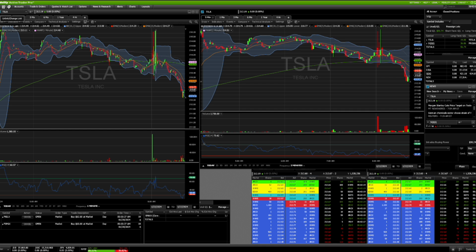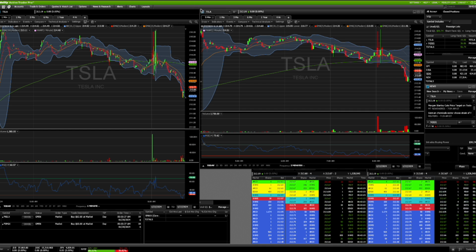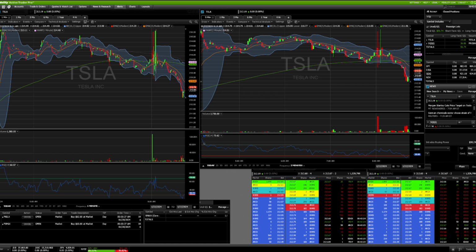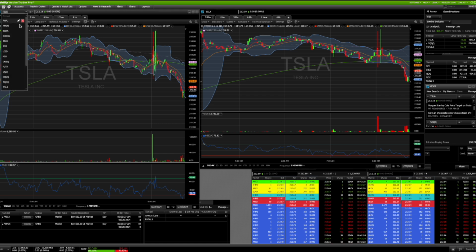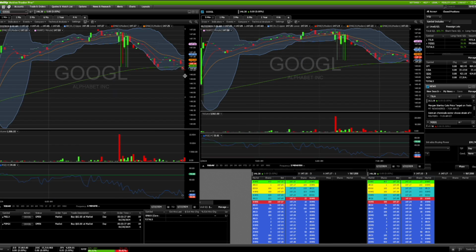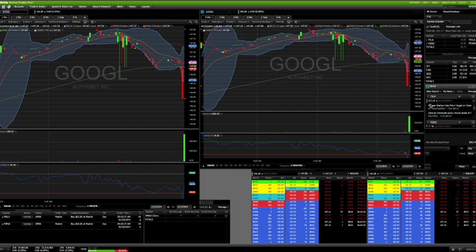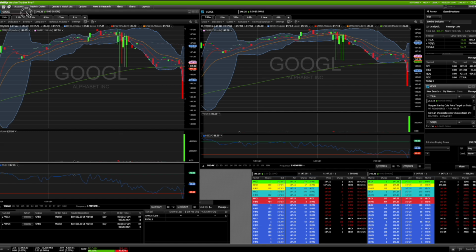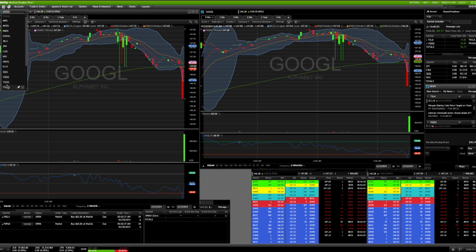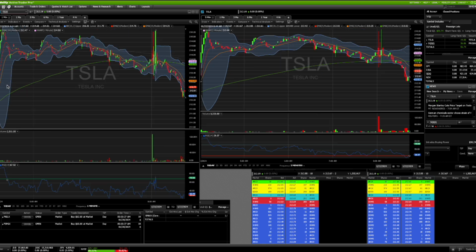But as you can see, I have this blue link up here that links each one together. So you'll see that if I change Tesla, and let's say I make it Google, you're going to see that they all change. So this chart changes, and then the only thing that doesn't change is the news for some reason. It should because it's linked to blue, but for some reason it doesn't. But let's go back because I'm looking primarily at Tesla right now.